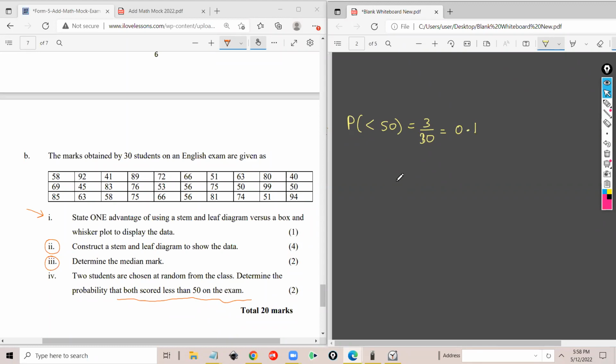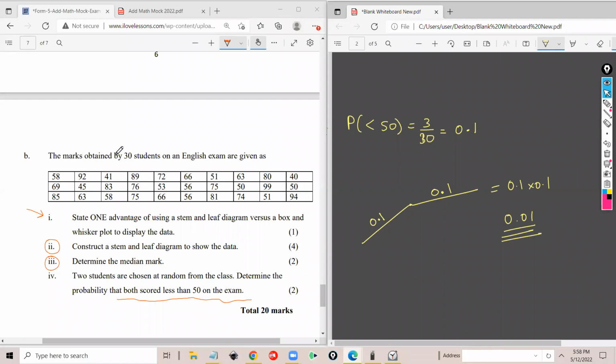But here's the thing. Think of this like a tree diagram. The probability of picking the first person who scores less than 50 is 0.1. And then you pick a second time. So the probability of picking another person is another 0.1. What's the total probability? Remember, it's 0.1 multiplied by another 0.1. So it's 0.1 multiplied by 0.1, which is what? 0.01. The probability will be 0.01, not 0.2, right?